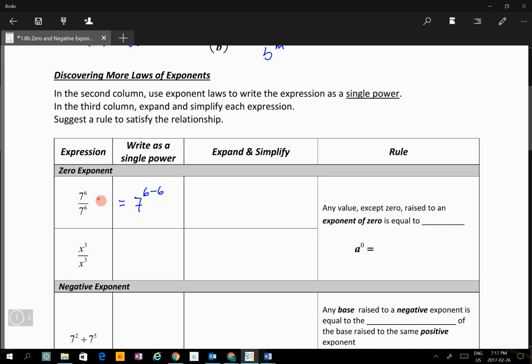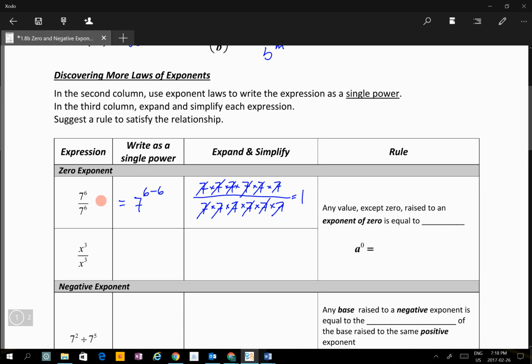So what does that look like when I expand? You write 6 sevens on the top, 1, 2, 3, 4, 5, 6, all being multiplied. On the bottom, I am also writing 6 sevens, all being multiplied. And you notice that each of these cancel. Each 7 from the top cancels with a 7 from the bottom. And if they all cancel out, I'm just left with 1 over 1, which is just 1. So this is equal to 1.